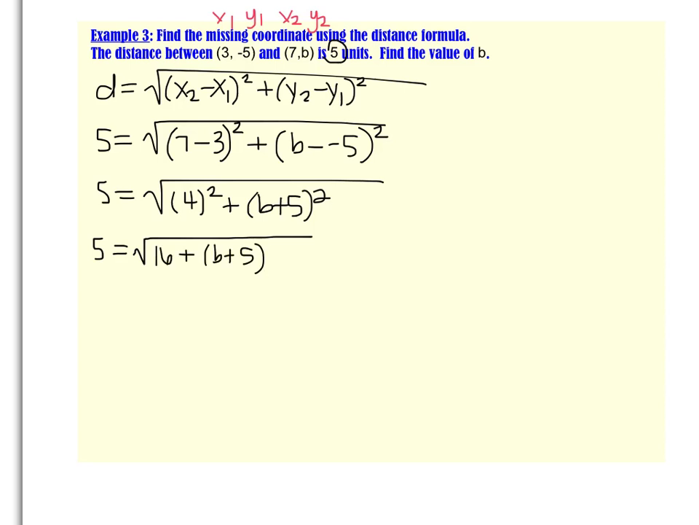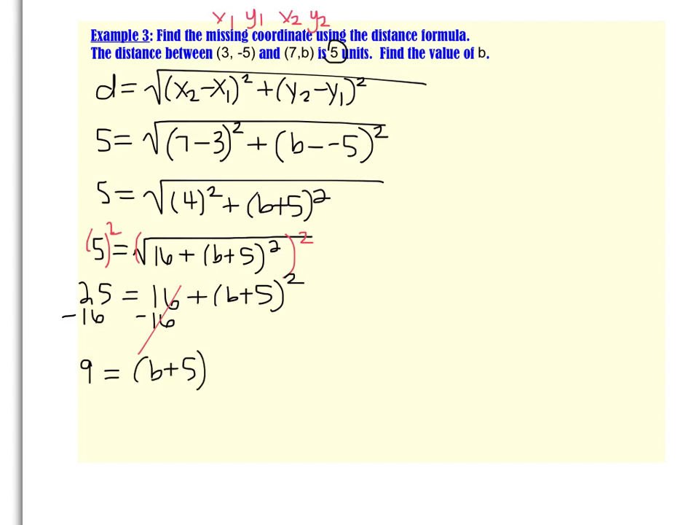Okay, so we've simplified plenty in here. Let's go ahead and square both sides to get rid of this square root. Then we'll be moving along. So we get 25 equals 16 plus b plus 5 squared. Now we're just trying to get that b plus 5 squared by itself. So I'll subtract 16 from both sides. So I'll get 25 minus 16 is 9 equals b plus 5 squared.